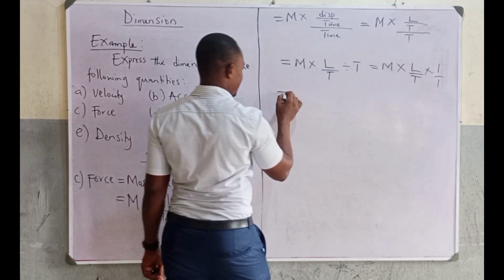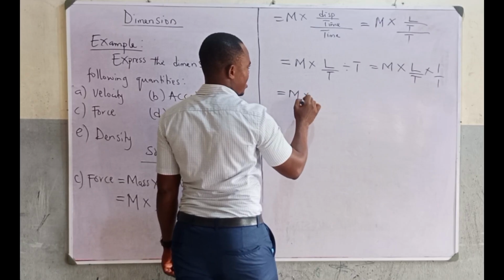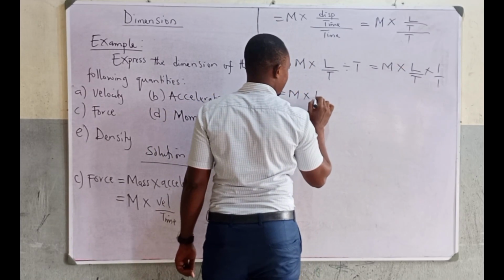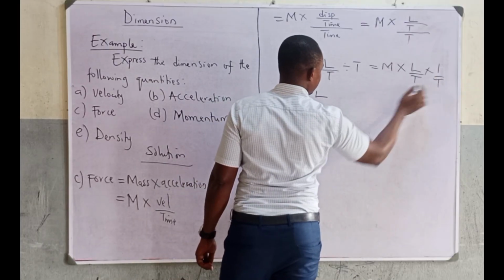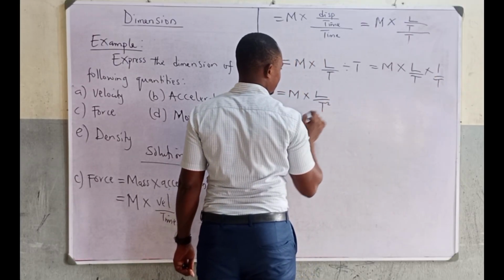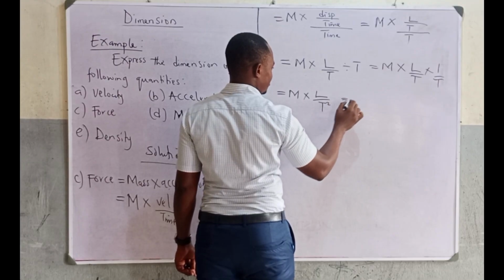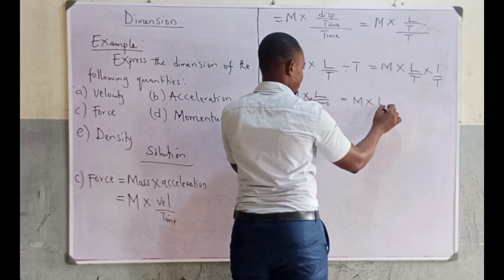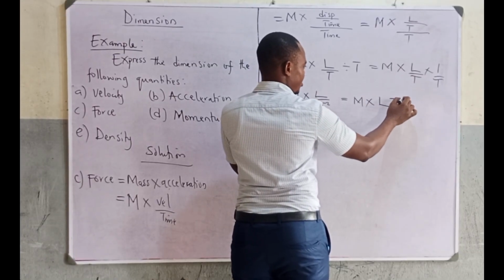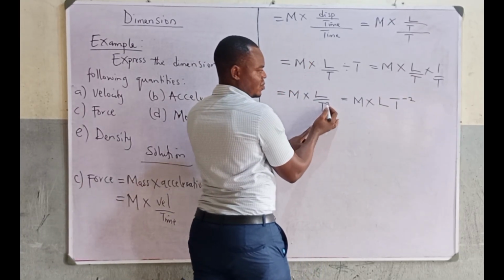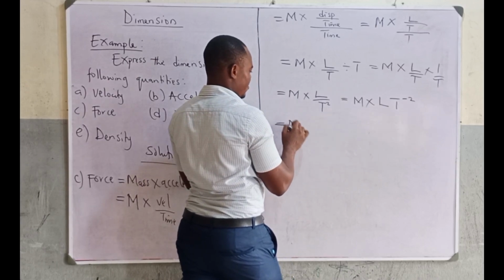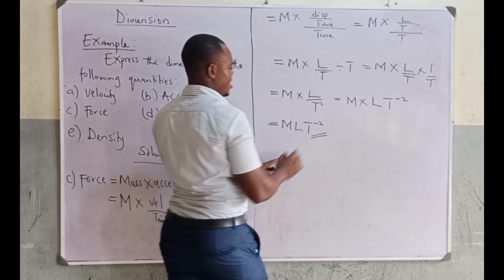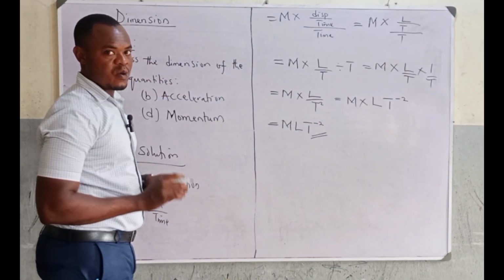So T times T, we have M times L times 1, L. T times T, T squared. So this is now M times L. T will come up, T raised to the minus 2. So we remove the multiplication sign, we have M, L, T raised to the minus 2. This is the dimension of force. I hope this is clear.